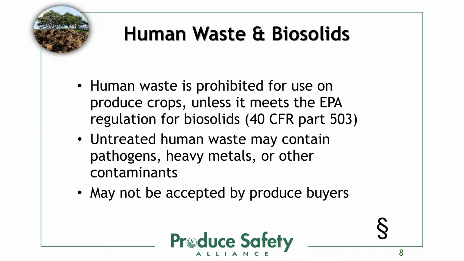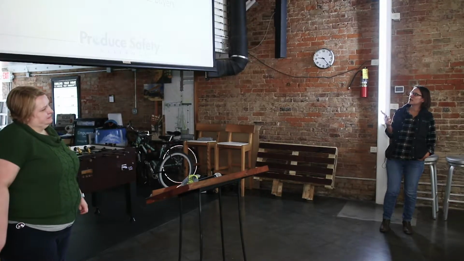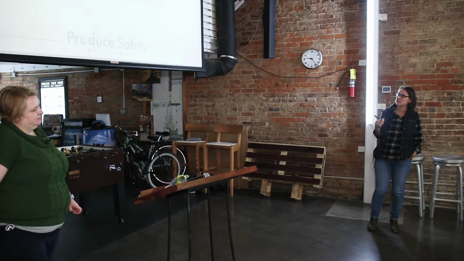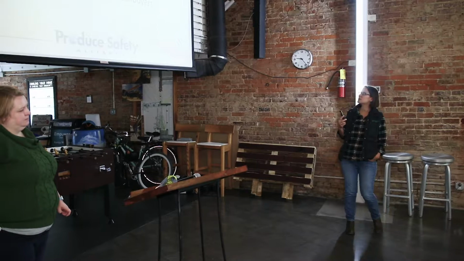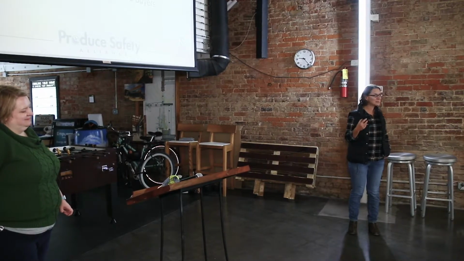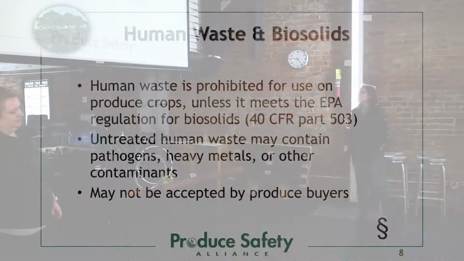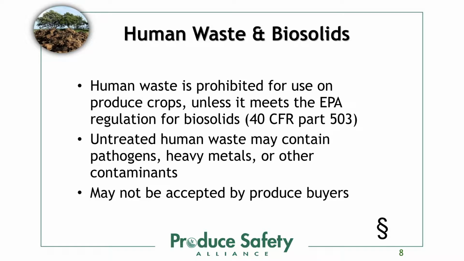Human waste and biosolids. We're glad to hear nobody's using humanure on their farm, because human waste is prohibited for use on produce crops unless it meets the EPA regulation for biosolids. Untreated human waste, as you may know, can contain pathogens and does contain pathogens. It can also contain heavy metals and other contaminants.